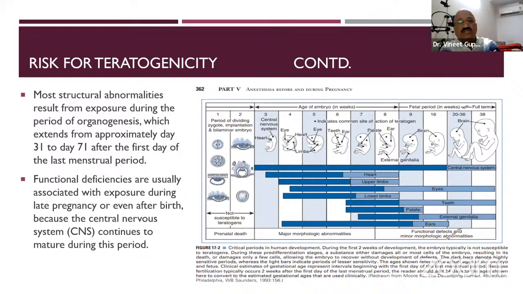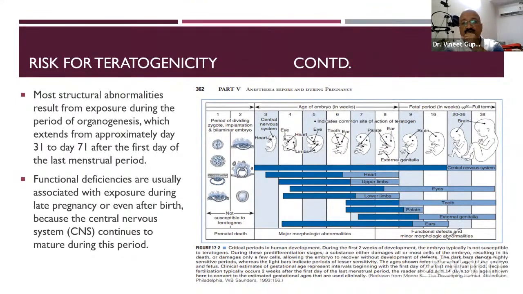Then risk of teratogenicity. This picture is a very good depiction of teratogenicity. You can see the first 2 weeks are the period of the dividing zygote, implantation and bilaminar embryo. Not susceptible to teratogenicity because they will die then and there.